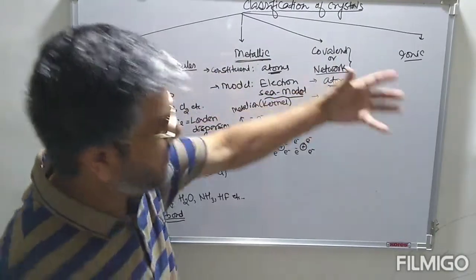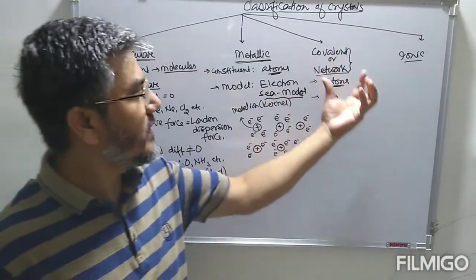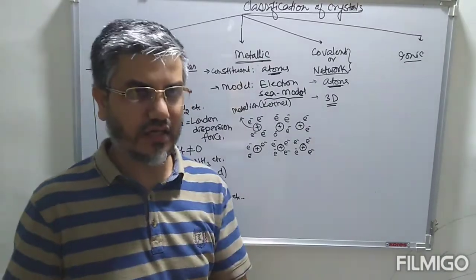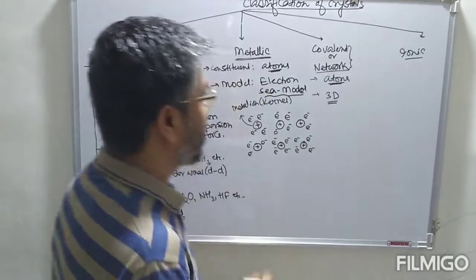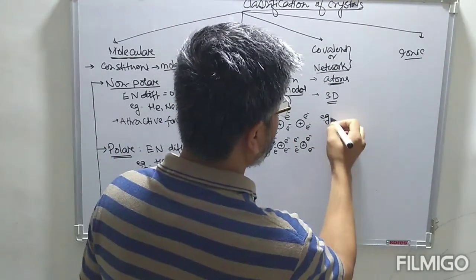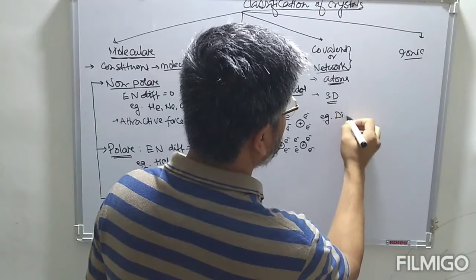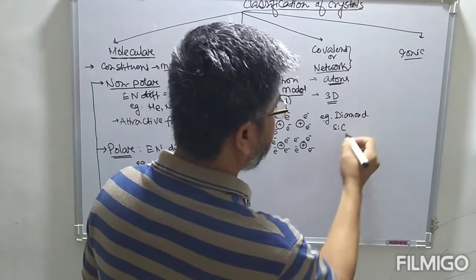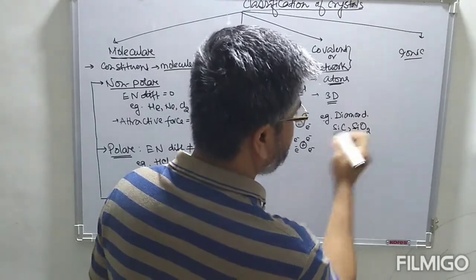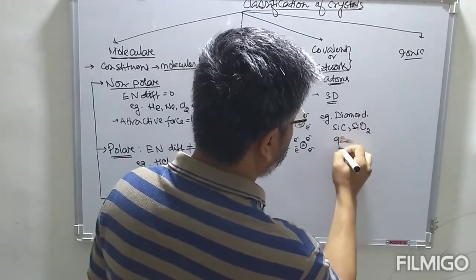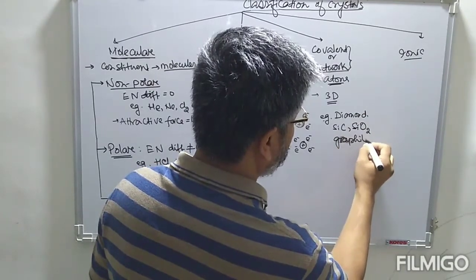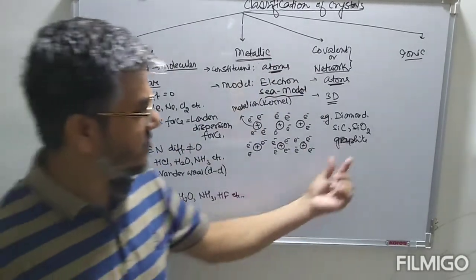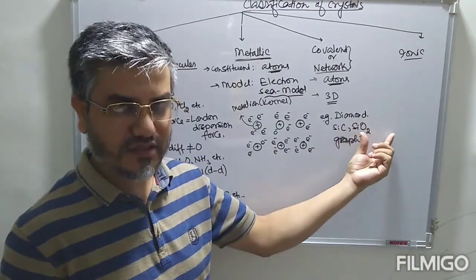Now, because of this three-dimensional covalent network, these covalent or network compounds are generally hard, having a high melting point. The best examples are diamond, silicon carbide, silica, etc. We can also have graphite. So these are covalent or network solids. Except for graphite, these are very hard substances.